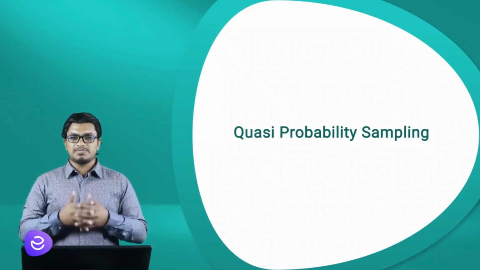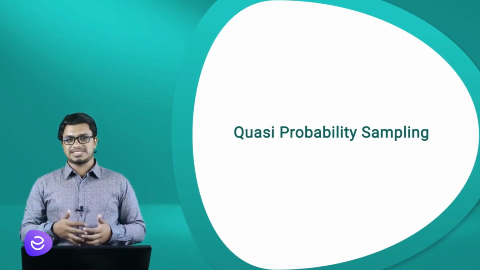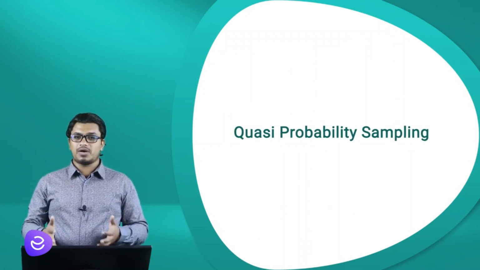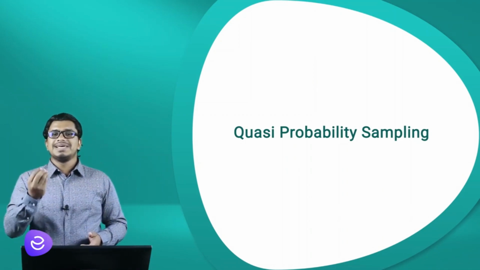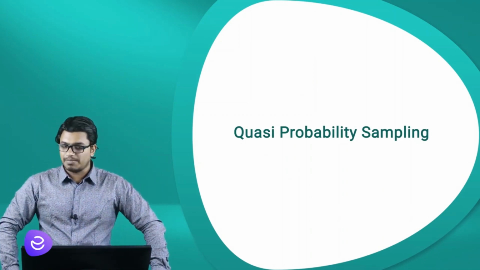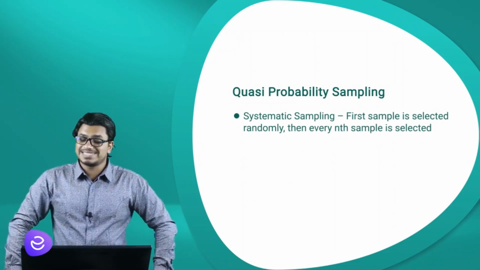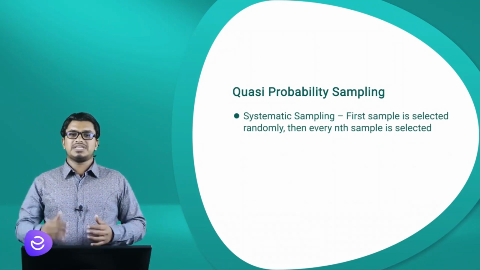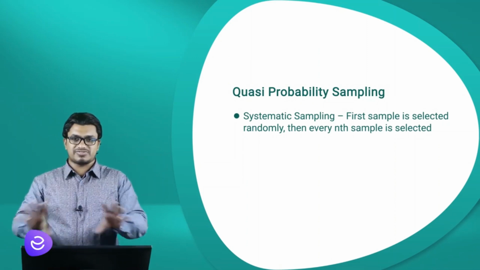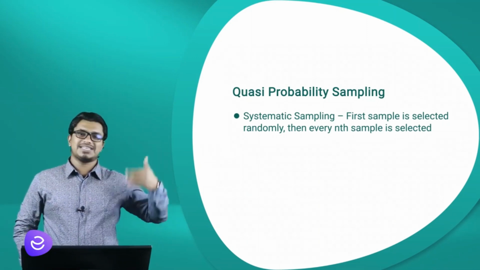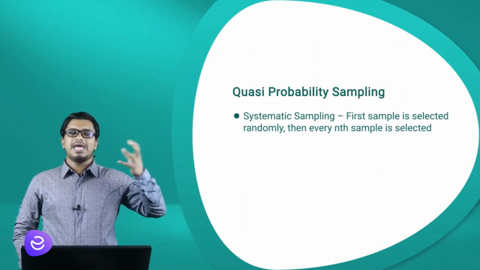Next we have quasi probability sampling, or semi probability sampling. They are not entirely probability or entirely random, but still they are semi random. So what happens here? The first one is systematic sampling. The first sample is selected at random, then every nth sample is taken. Nth means every nth term.